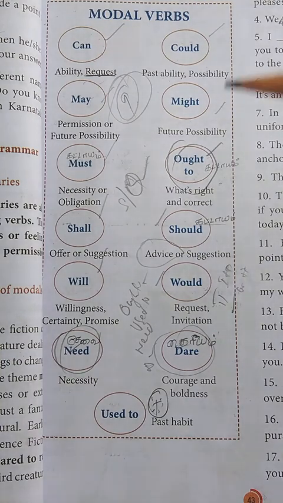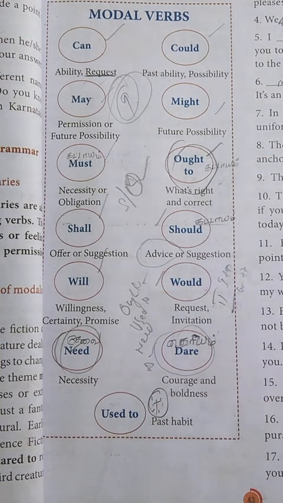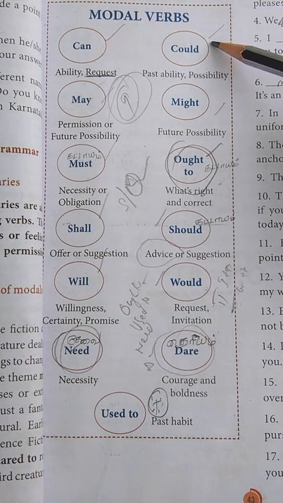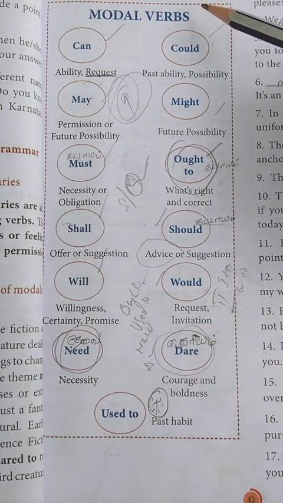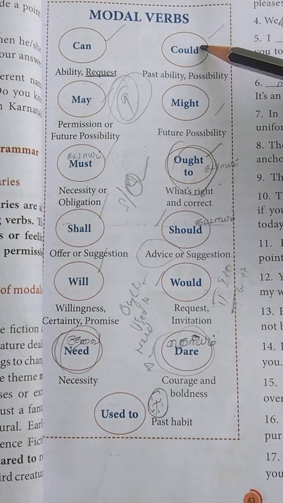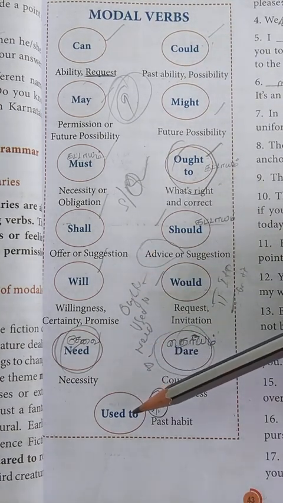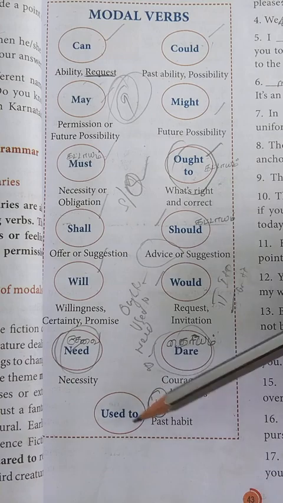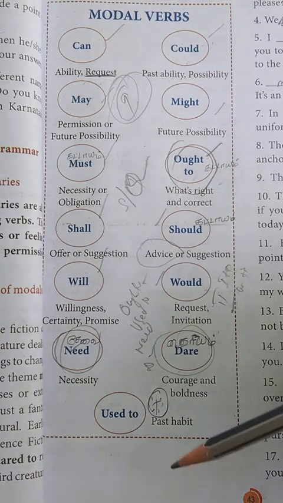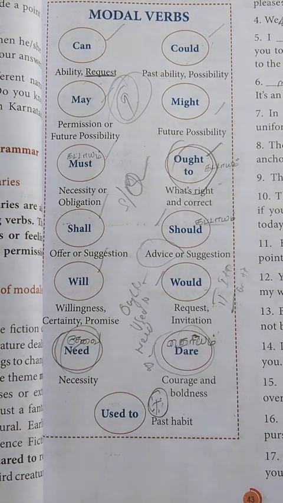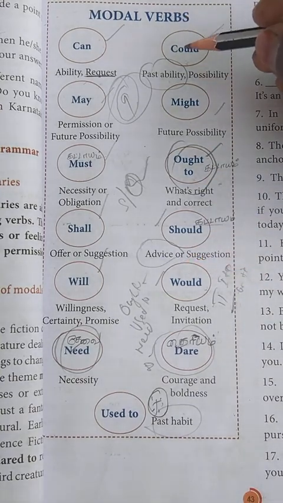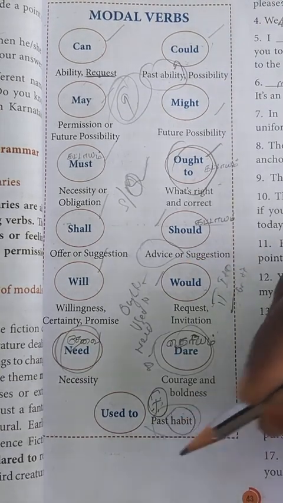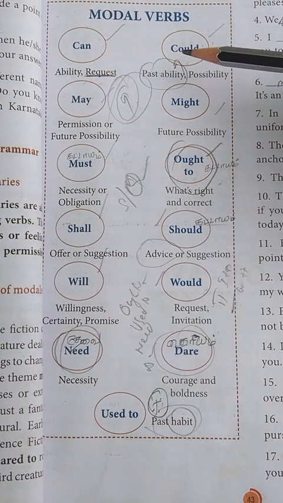Okay, my dears, and the next one we have is used to. What is this used to? Could as well as used to, they act in the same way. Whereas if the question asks us to use a modal, then you have to go for could. If you use a semi-modal, then you can go for used to. Could is past ability, but used to is past habit. A slight change: here past ability, but here a habit.